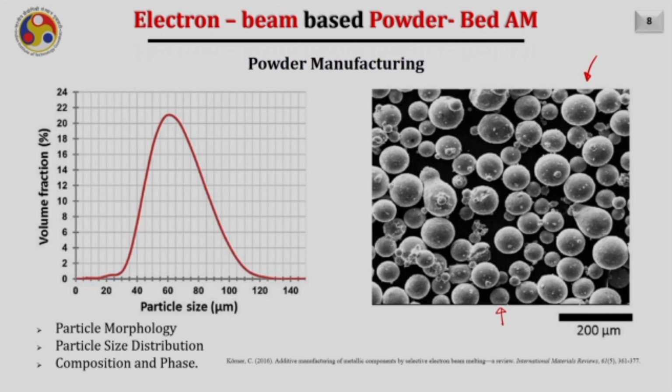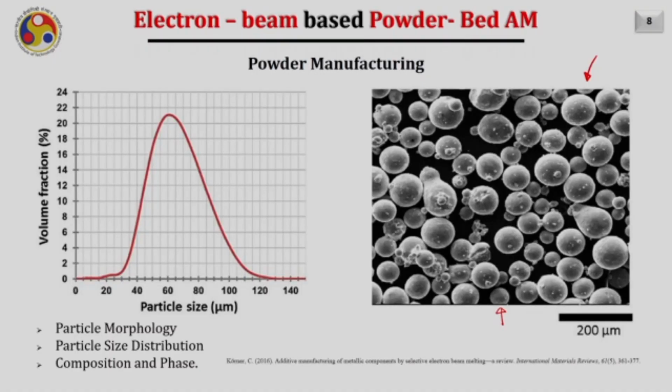Also, a certain single size of powder particle is not always used, but a combination is usually used in the powder bed additive manufacturing process. Like a range of powder particles, some particles of larger diameter as well as some particles of smaller diameter are used, and this particular case is an example.